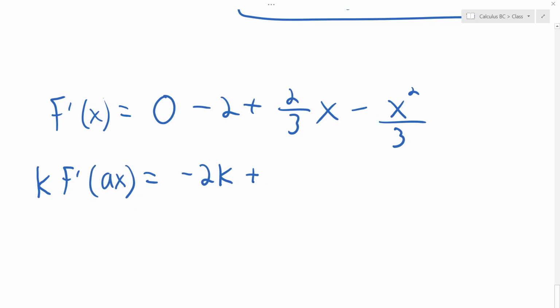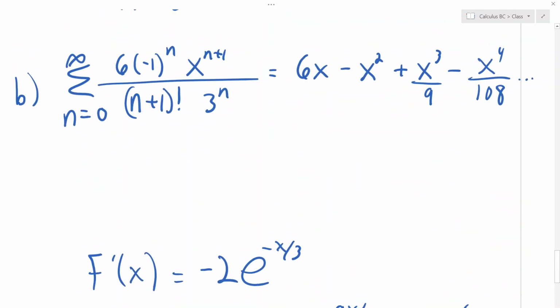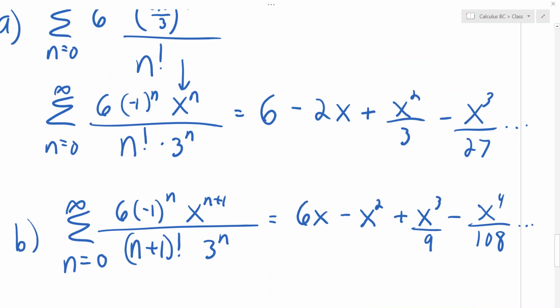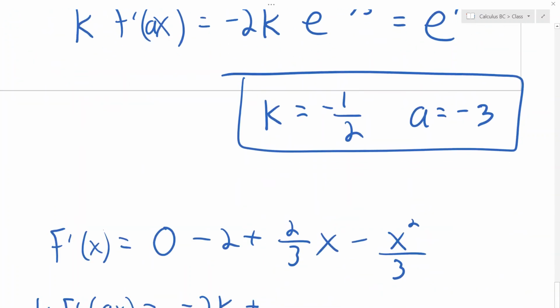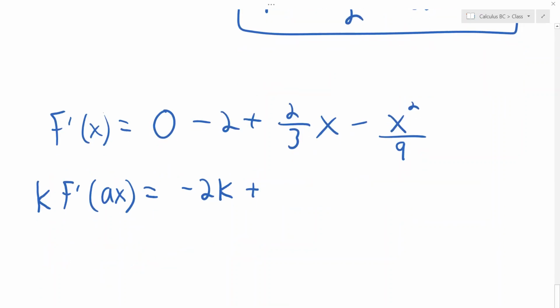No, the 3 cancels with the 9, right? Oh, I looked at b. I did the wrong thing here. I derived this stupid thing. It's negative 2, 2/3 x, x squared over 9. Oh, you're right. Okay, cool. I derived the integral. Is that right? Okay. So we put a k in there, multiply all the terms by k, and put an a in with the x. This becomes 2k over 3 ax, and this becomes a squared x squared k over 9.